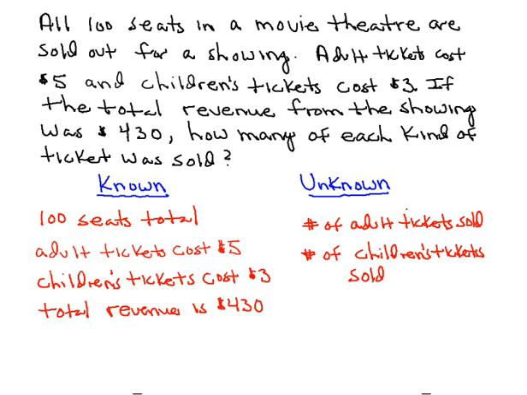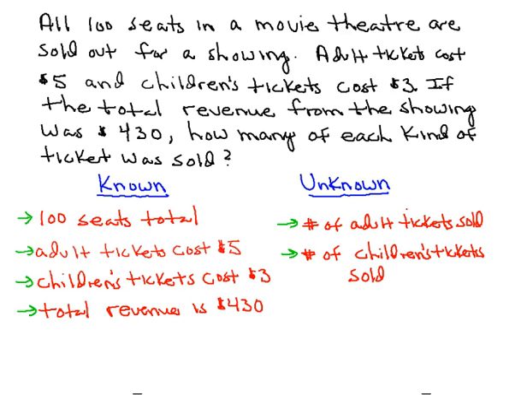So in the known column you can see we have these items listed: that there were 100 seats total in the theater, that each adult ticket cost $5, each children's ticket cost $3, and the total revenue taken in from the sale of all the tickets was $430. And what we don't know would be the number of adult tickets sold and the number of children's tickets sold.